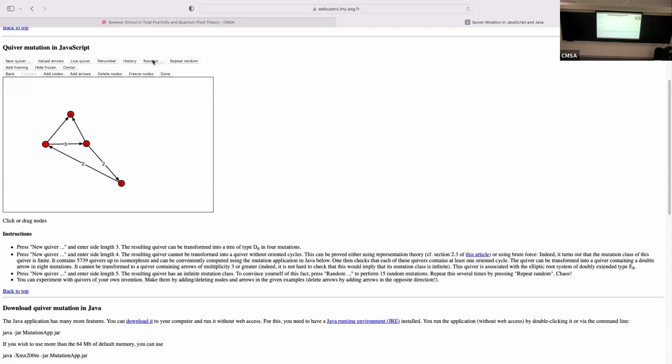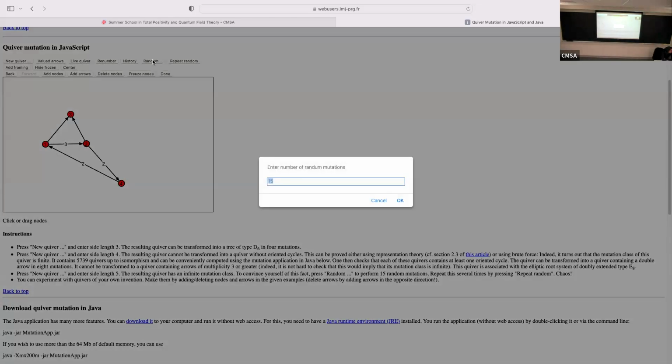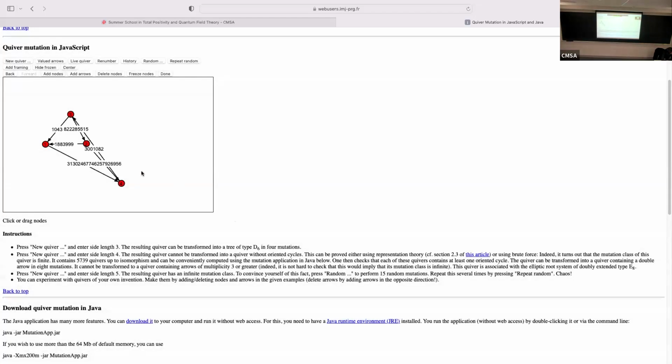There's also one very nice function that I like to repeat in talks, just to show that this is actually quite a complex combinatorial procedure that explodes. You can do random mutations. I'm going to do 30 and see what happens to the graph. The program does not draw multiple edges. Instead, it puts numbers on the edges. I started with a quiver that had a few double arrows, but really not much more.